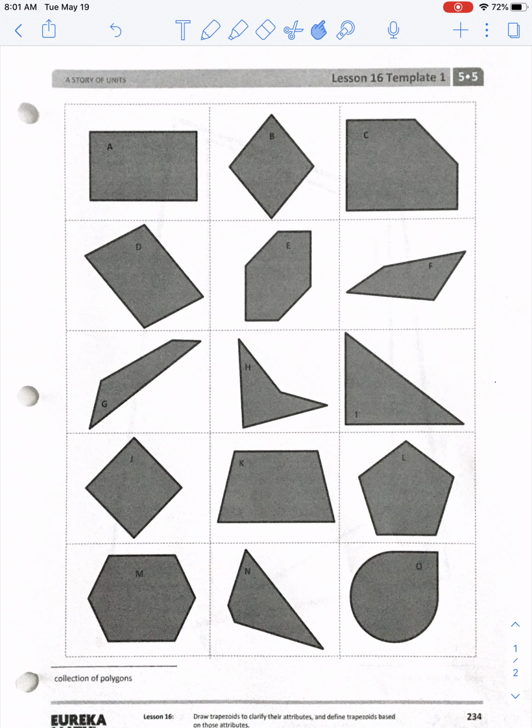Good morning, everyone. Today we are doing lesson 16. And for lesson 16, we are moving to geometry. So our objective today is to draw trapezoids to clarify their attributes and define trapezoids based on those attributes.